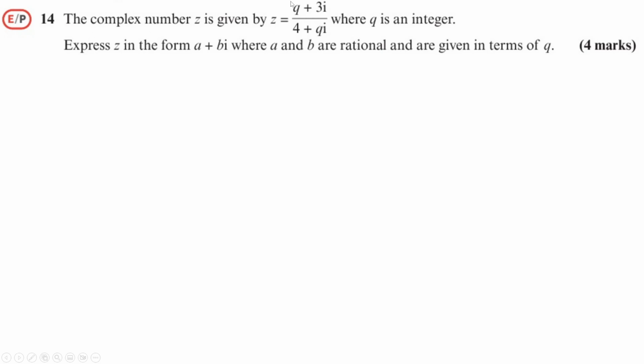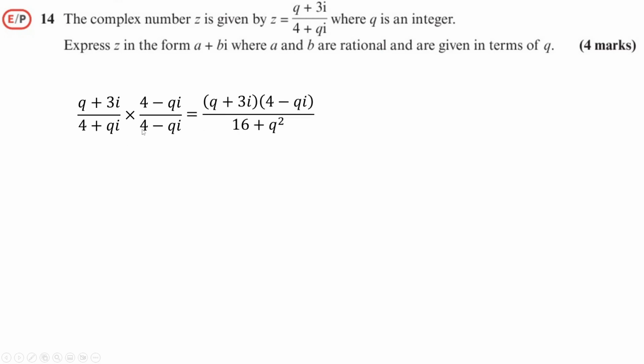Next question. We've got a complex number z. It's like this. And we want it in this form here. Whenever you have i on the denominator, it's just irrational. And we want to rationalize it because we want a and b to be rational in this form here. So we'll multiply by the complex conjugate, which is 4 minus qi, top and bottom. This here is 16 minus q squared i squared, but i squared is just minus 1, so it's 16 plus q squared.